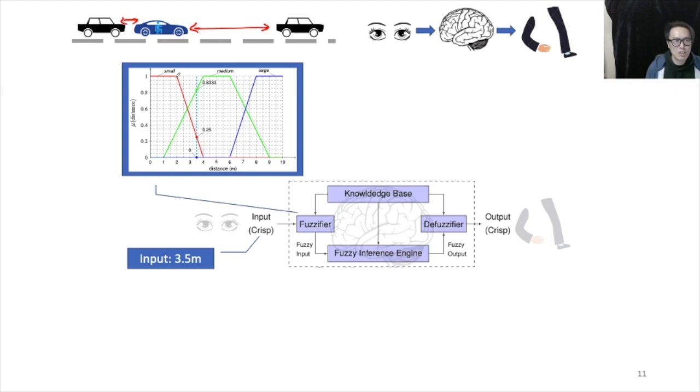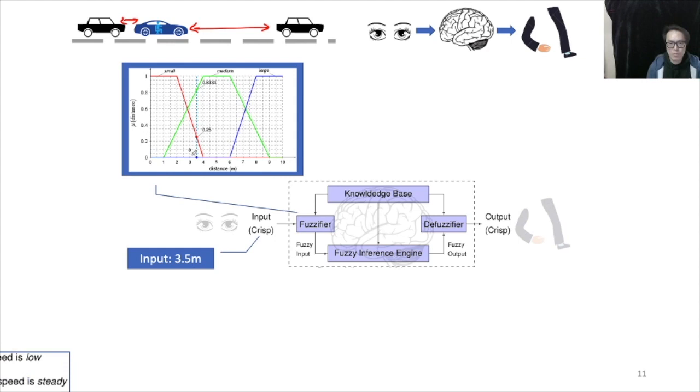In the previous slide, I defined small, medium, and large for the distance. Now, assume that this is 3.5, and I draw a line here to calculate the membership corresponding to small, medium, and large, so that I can evaluate the contribution made by each rule. For example, here the distance is small with 0.25, which means it is 25% small. This point is 0.8333, so 83% medium. For large, this point is 0, which means it is definitely not large, the distance.